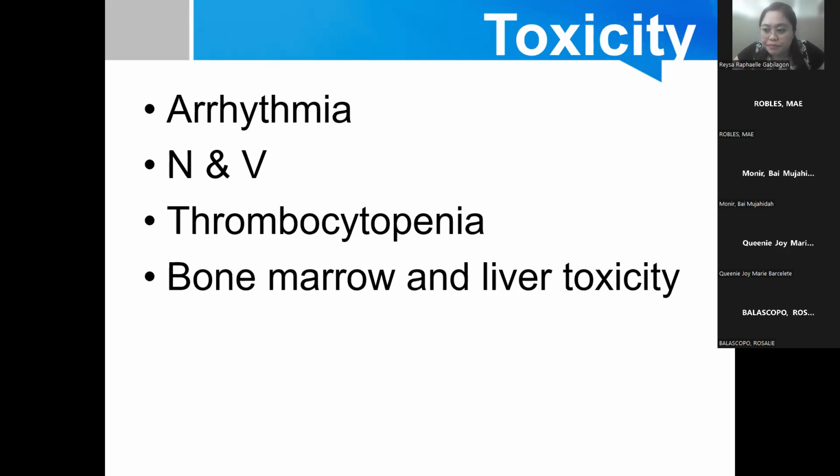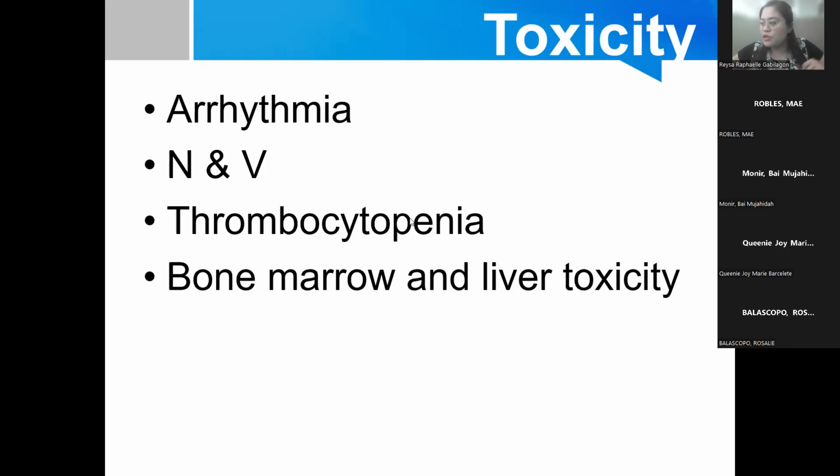Since we are disrupting the normal function of the heart in terms of contraction and beating, most likely they will also cause arrhythmia aside from nausea and vomiting. And we have thrombocytopenia also due to bone marrow, and let's add the liver toxicity.